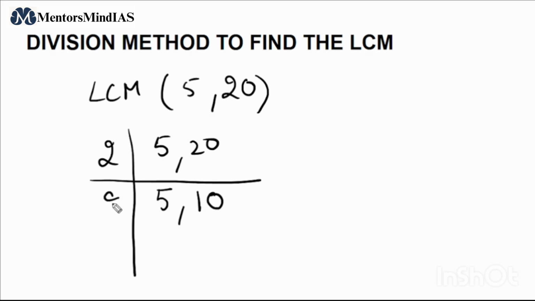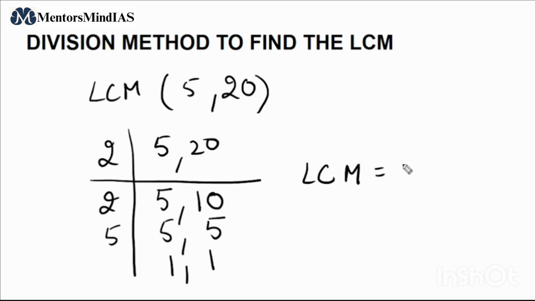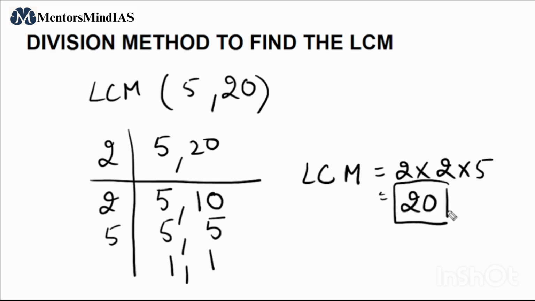Again the least prime number that can divide both of them, or any of them, is 2, which divides 10 but not 5. So write 5 as it is. 2 into 5, 10. Now 5 is the least prime number that will divide any of them. So 5 ones are 5. So the LCM is 2 into 2 into 5, which is equal to 20. 20 is the LCM of these numbers.